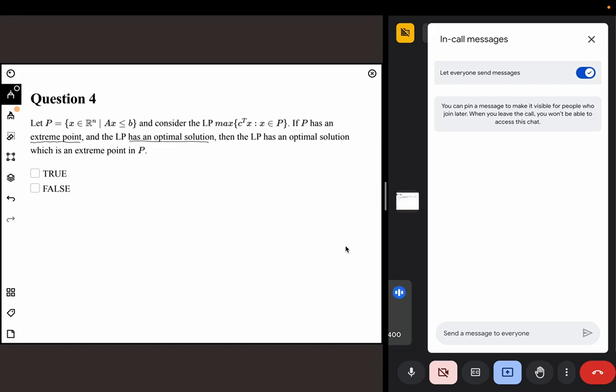Then we can use the theorem that we said before, that whenever we have the LP problem, at least one of these extreme points will be an optimal solution. This we discussed a couple of weeks back. So we can use the theorem and say that the LP has an optimal solution, which is an extreme point in P. This is exactly a statement from the theorem. So this is true. Whenever you have an extreme point, one of these extreme points of the polyhedron will actually be the optimal solution for the LP problem.